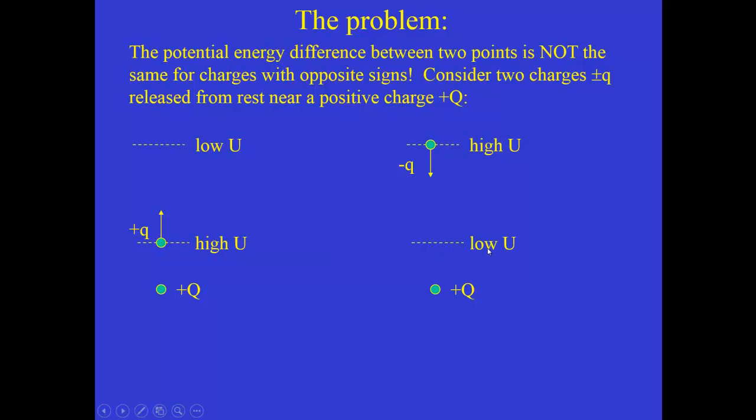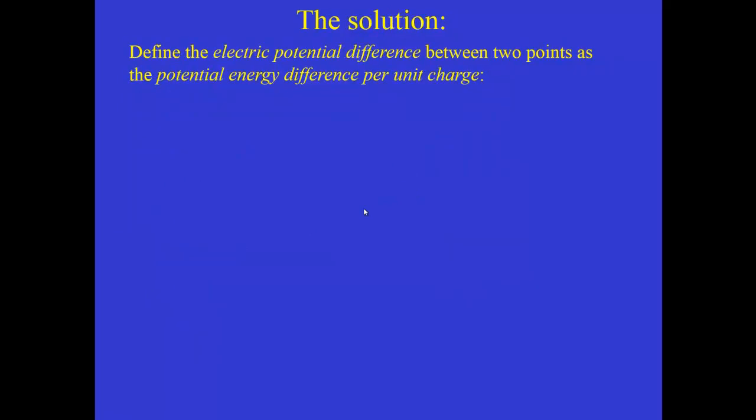And comparing the two sketches, we can see that the positive and the negative charges have different perspectives. One of them thinks that the high potential energy is close to the positive point charge. The other one thinks that high potential energy is further away. And they're both correct. But you can see that this situation is a little bit less than satisfactory. We'd like to come up with a quantity where the positive and the negative charges could agree on the difference. So that's the motivation for defining the electric potential difference between 2 points.